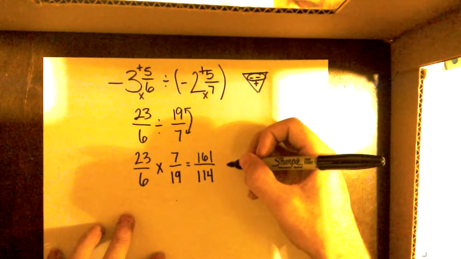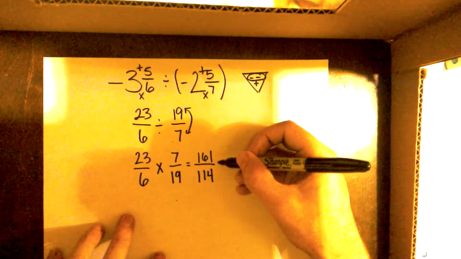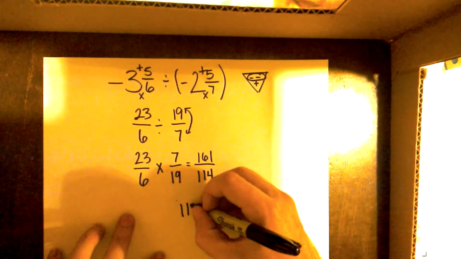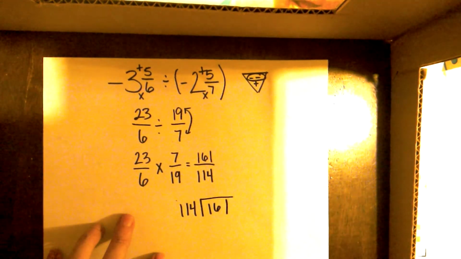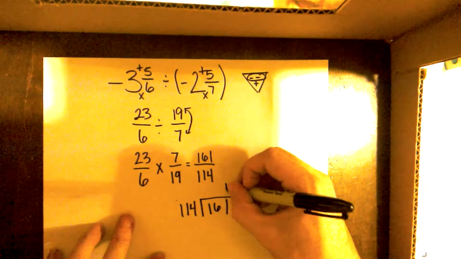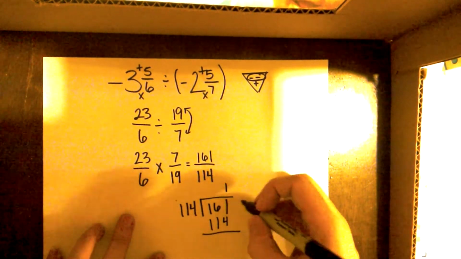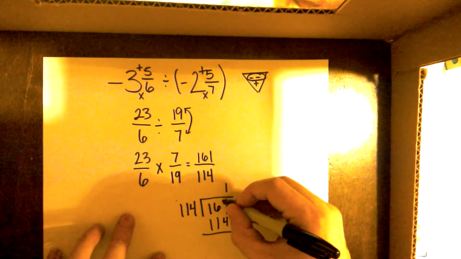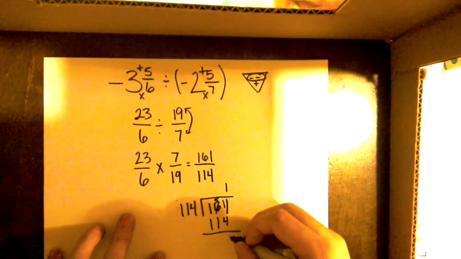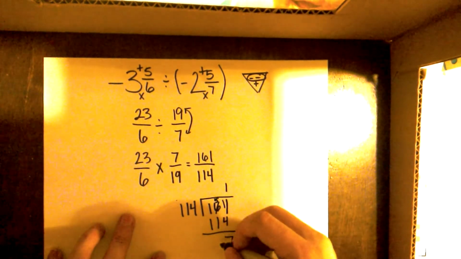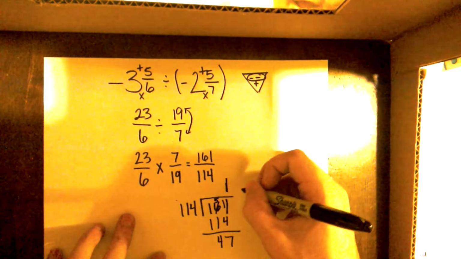All right, I don't see anything I can reduce by right now. So I'm going to put 114 on the outside, 161 on the inside. 114 goes in 161 one time. Jeez, Mr. Elk gave some crazy numbers. So this is going to become 11. That becomes a 5. 11 minus 4 is 7. 5 minus 1 is 4. So my final answer, we said, is going to be positive.